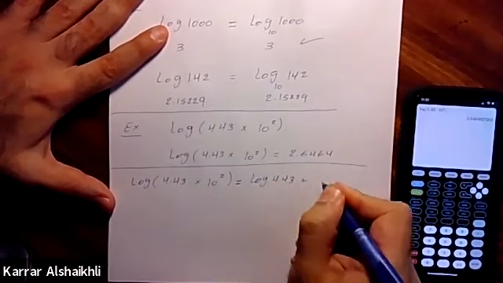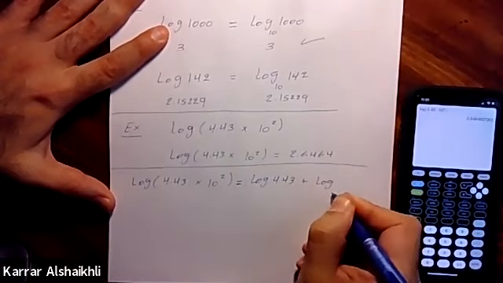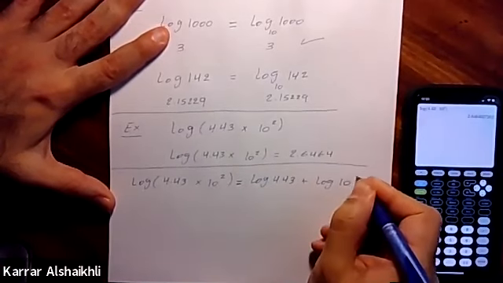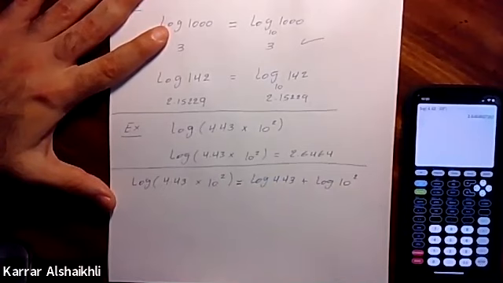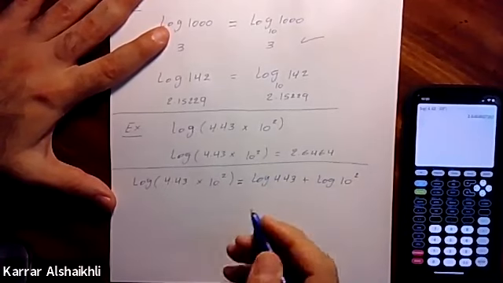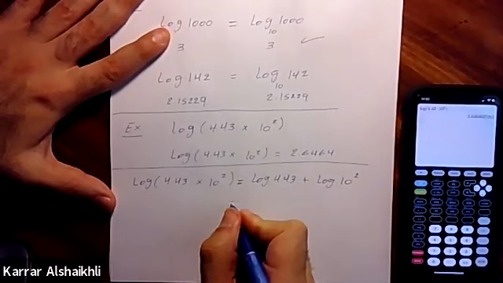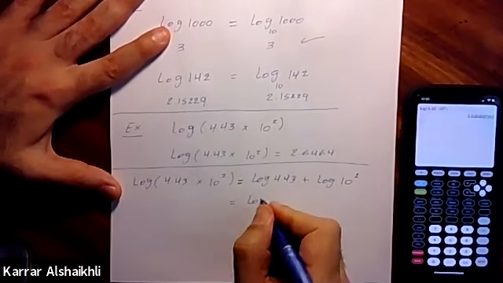4.43 plus log 10 to the exponent 2. Now this part, I'm just going to plug in the calculator. It's fine. I'm not going to do anything here with this part.